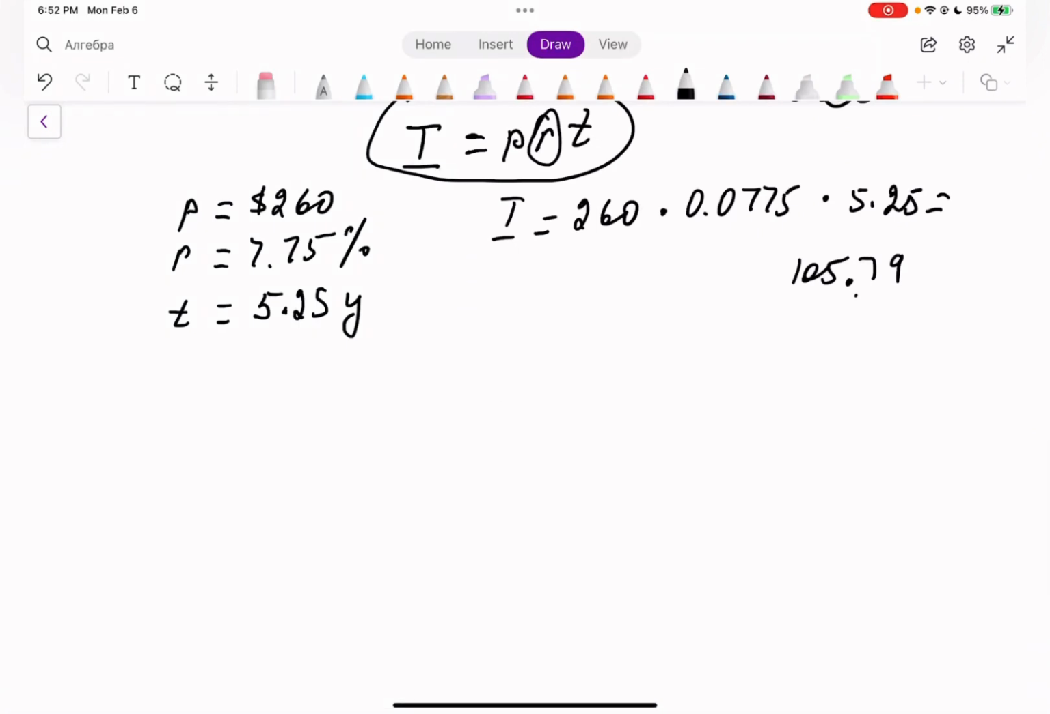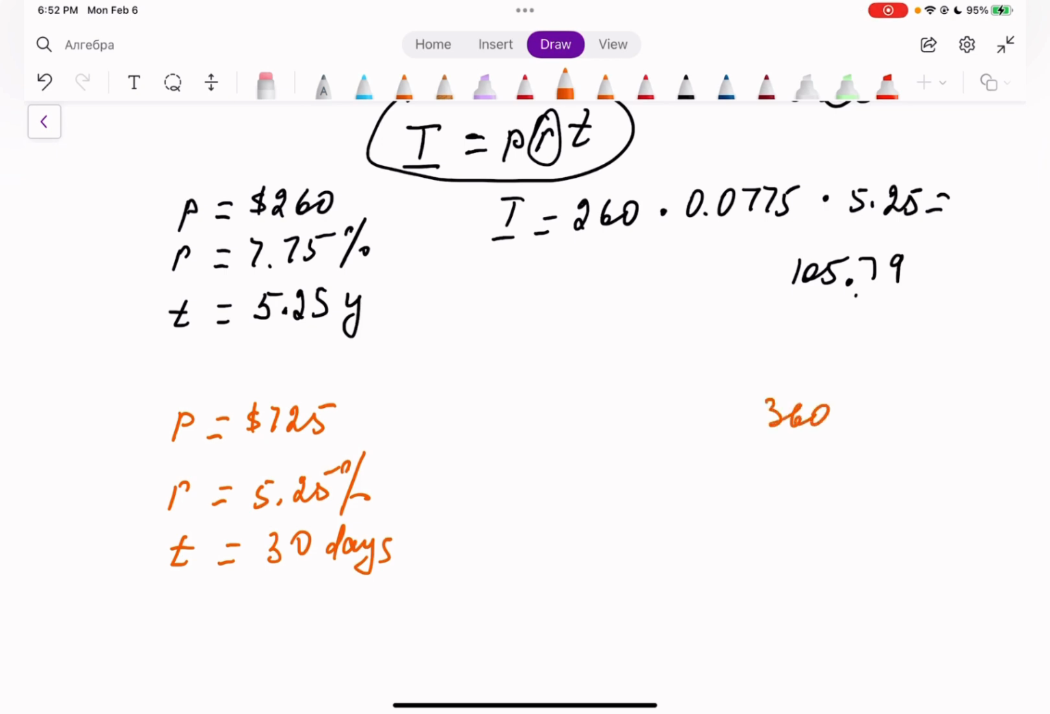P is equal to 725, rate 5.25%, and T, time period, it says 30 days. But we need it annually. So annually, it's going to be 360 days, right? But for 30 days, what portion of the year is it going to be?